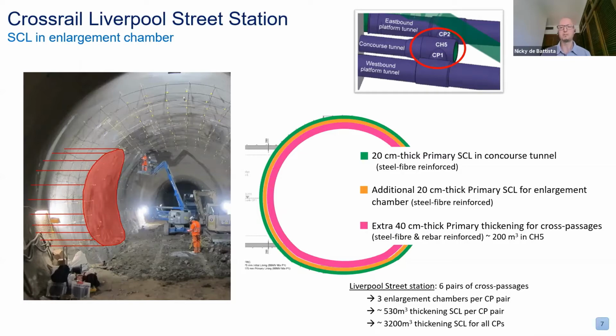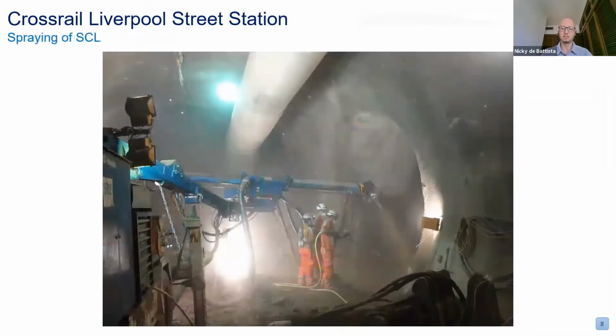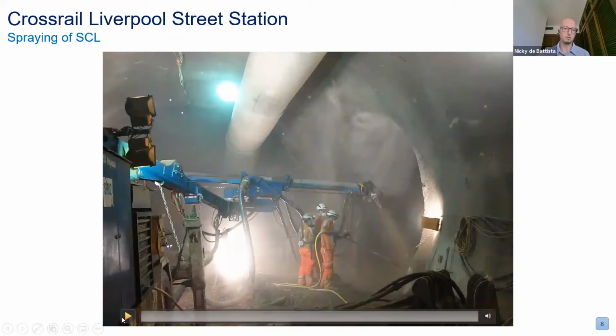And this was the primary aim of this project, to investigate, to be able to get more data on how these linings behave in order to see whether we can actually reduce this amount of sprayed concrete that goes into these tunnel junctions. This is a video that I filmed while we were in the tunnel. This is the spraying of a similar cross passage, not the one we're talking about, but a similar one a few meters away in the same station.